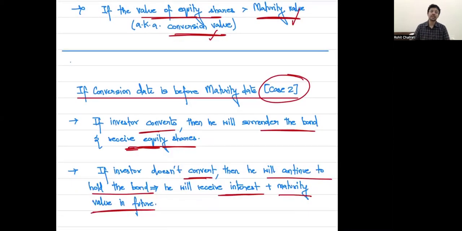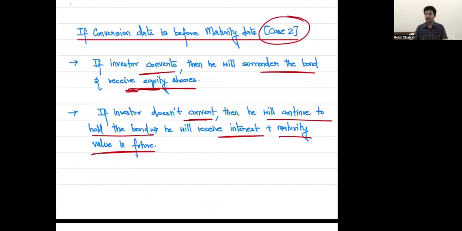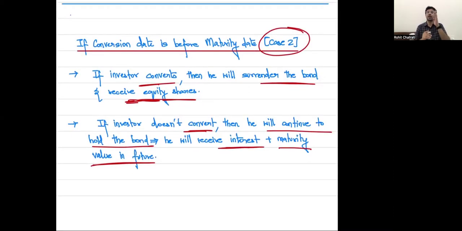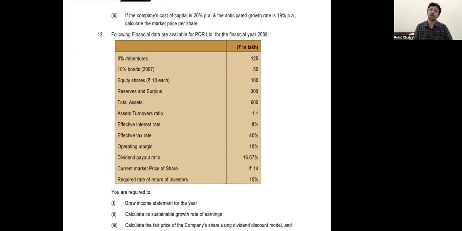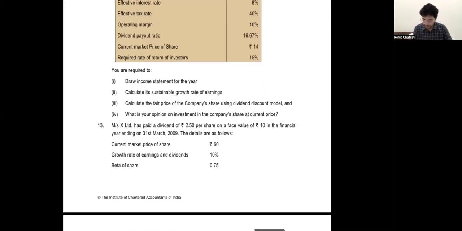Whereas if the conversion date is before the maturity date, your conversion value is standing at year 2 and you actually have to compare it with the maturity value at year 3, and therefore it might be a slightly trickier comparison. Let us look at it with a few questions. Let us do a question with regards to when an investor is going to opt for conversion and when he is not going to opt for conversion.